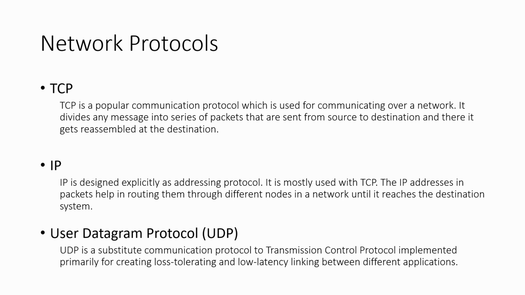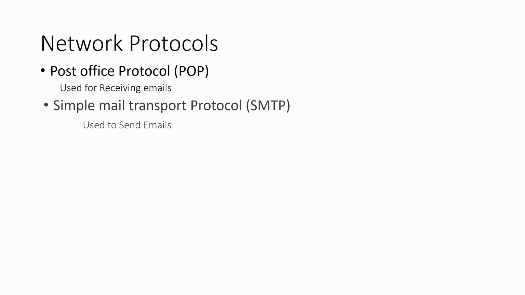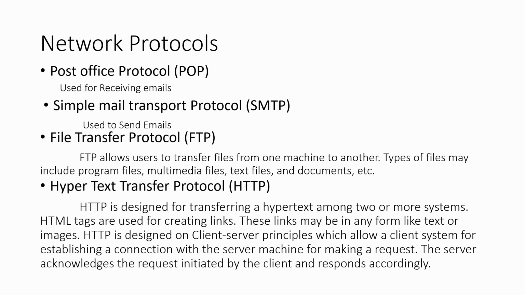Next, UDP, User Datagram Protocol, a substitute communication protocol to Transmission Control Protocol, implemented primarily for creating loss-tolerating and low-latency linking between different applications. Next, POP, Post Office Protocol, is designed for receiving incoming emails. SMTP, Simple Mail Transport Protocol, is designed to send and distribute outgoing email.